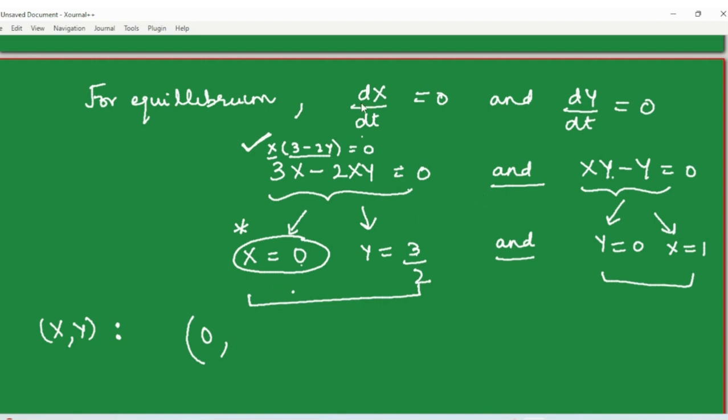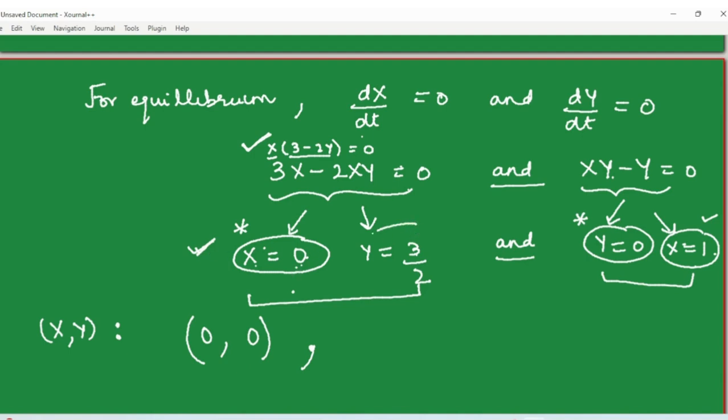If x is 0, this dx by dt anyhow is 0. Let's see how we can make dy by dt 0. Now dy by dt can be 0 if either y is 0 or x is 1. So clubbing x equal to 0 with y equal to 0 leads to one option, (0, 0). Clubbing x equal to 0 with x equal to 1 is inconsistent, because if x is 0, it cannot be equal to 1. That means this does not go with this. So freezing this and combining it with both the options for the second equation, we have only one possibility, which is (0, 0). So this is done.